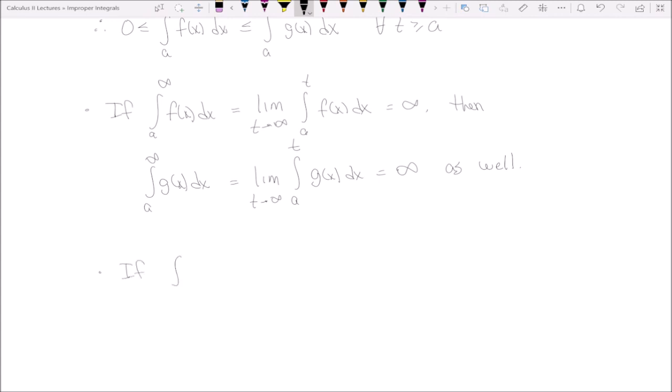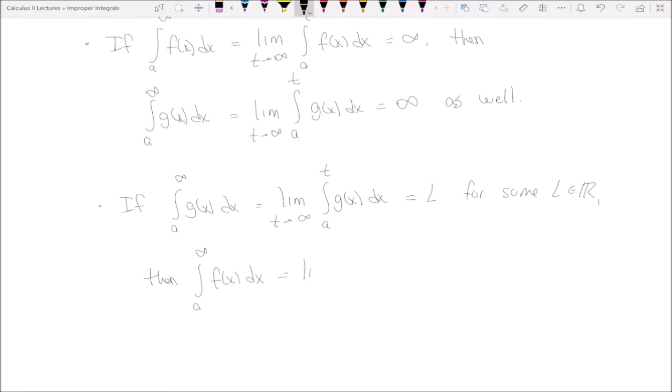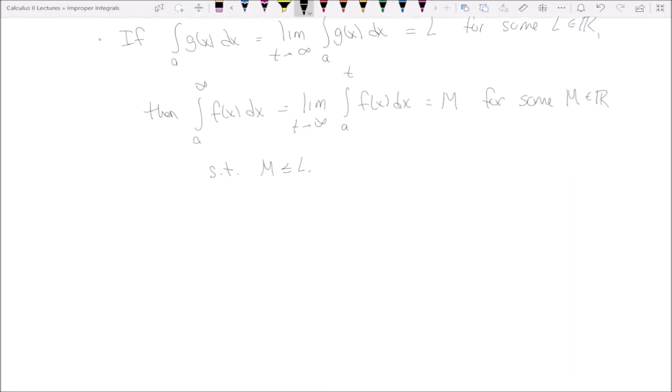If, instead, the integral from a to infinity of g of x dx, which remember is the limit as t approaches infinity of the integral a to t, g of x dx, is equal to L for some real number L, then the integral from a to infinity f of x dx, which is equal to the limit as t approaches infinity of the integral from a to t of f of x dx, is going to equal m for some real number m such that m is less than or equal to L.